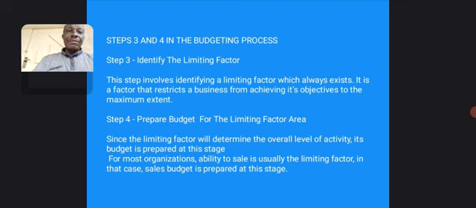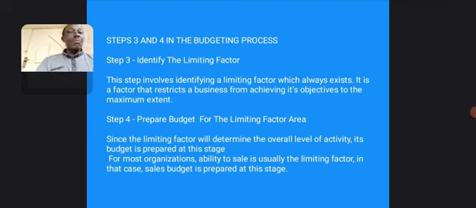Then, after identifying the limiting factor, what next? That brings us to step 4, and that is prepare budget for the area of the limiting factor. So, recall that because the limiting factor will limit what the organization can do in achieving its objectives, it is best to prepare budget for it first, so that other parts of the organization can then do their own budget based on the outcome of the limiting factor area budget.